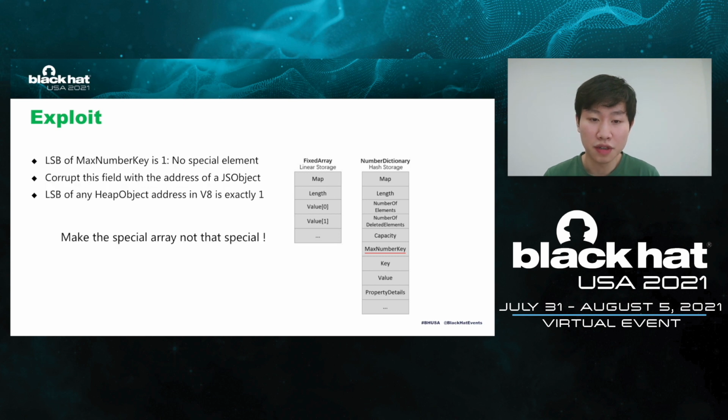If the bit is set to 1, it means the number dictionary has no special element. But by exploiting the type confusion bug, we can corrupt this field with the address of a JS object. And the least significant bit of any heap object address in V8 is exactly 1. So taken together, we can make the special array not that special.